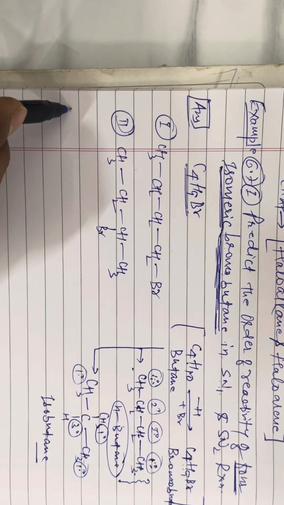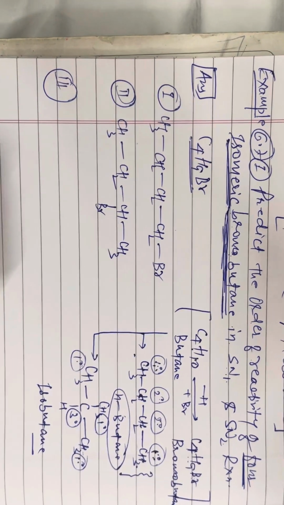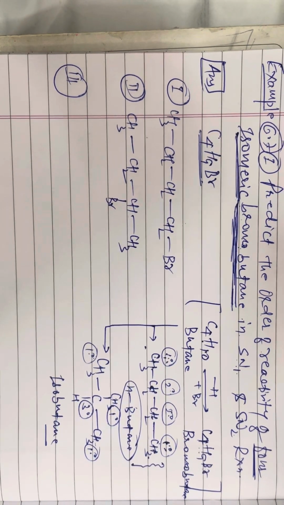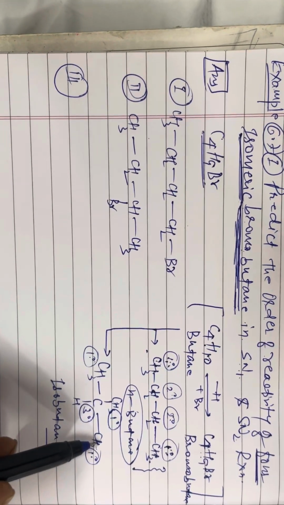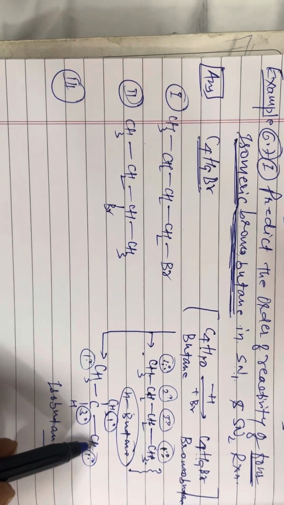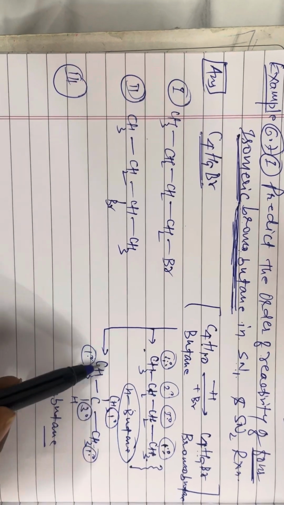Here we are going to draw the third isomer. 1 degree carbon will be replaced by Br. So you can replace any 1 degree carbon, either here, here, or here.